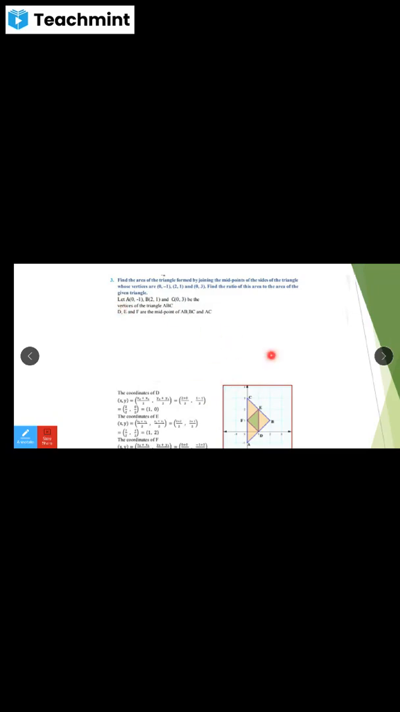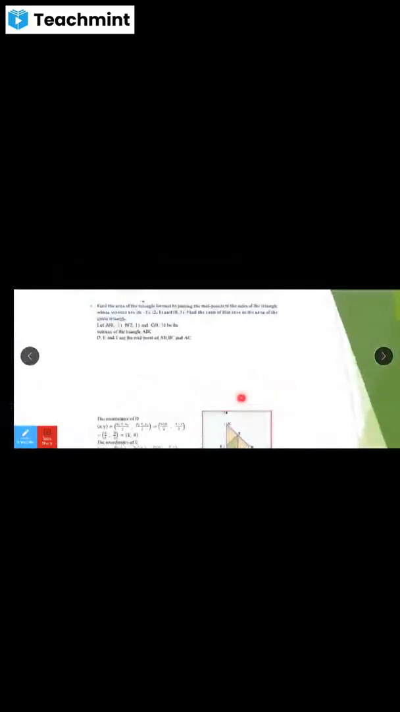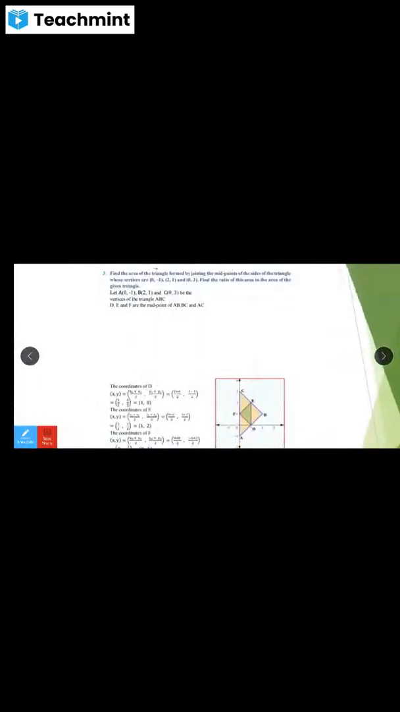Let us find the area of triangle DEF. Firstly, they have given that A(0, -1), B(2, 1) and C(0, 3) are the vertices of the triangle ABC. So to find the area of triangle DEF, we need to find the coordinates of D, E and F, but they only gave the coordinates of A, B and C. So we need to find the coordinates of D.